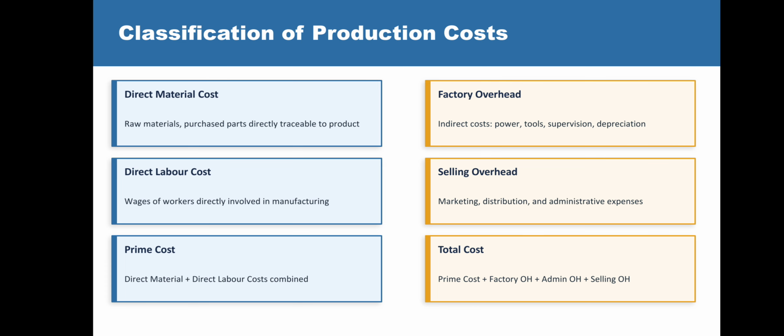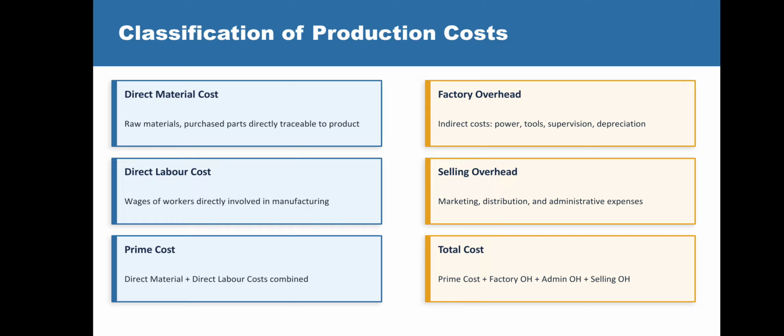The classification of production cost: the first one is direct cost. Direct cost includes raw materials and purchased parts directly traceable to the product. The second one is direct labor cost, which means wages of workers directly involved in manufacturing. And the prime cost is direct material plus direct labor cost combined.